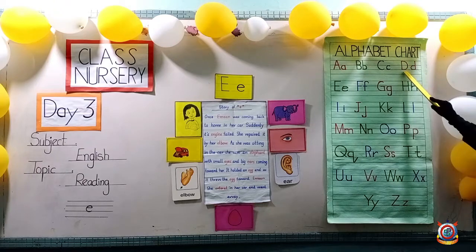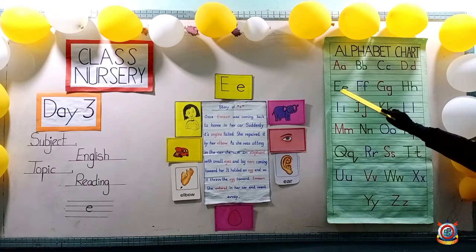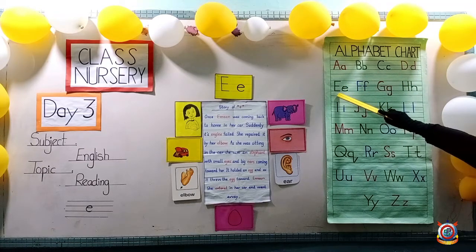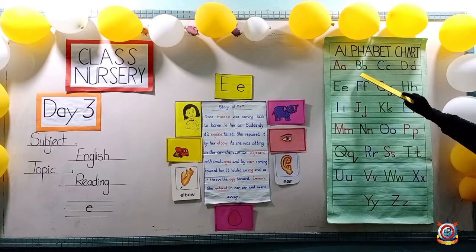Okay, what is this? D. What is this? D and the sound D. Name D, sound D. What is this? E. Name E, sound E. Okay, now we will repeat the formation.